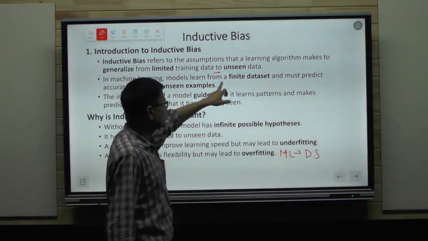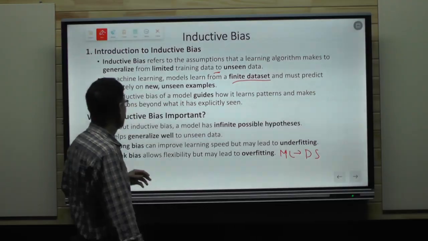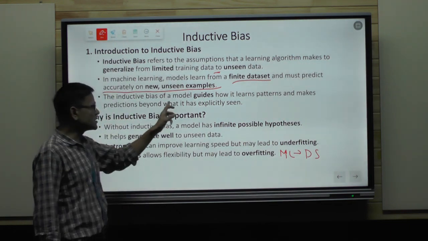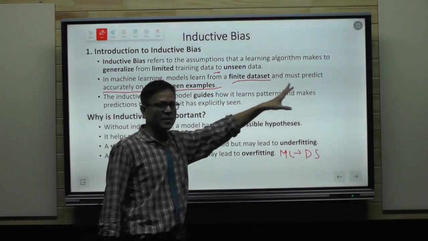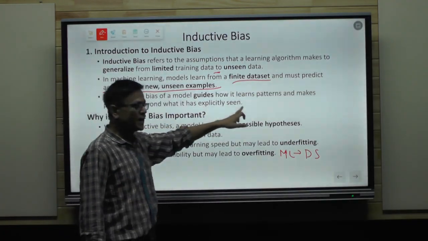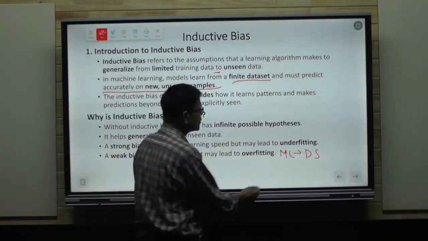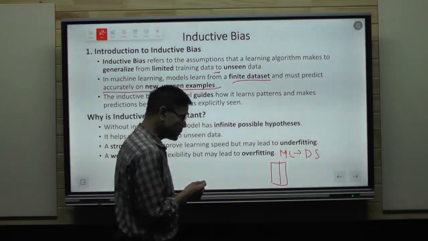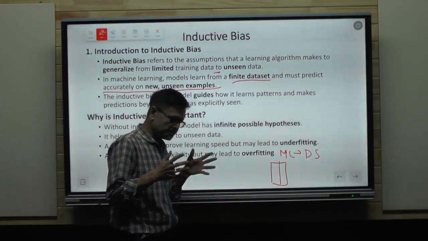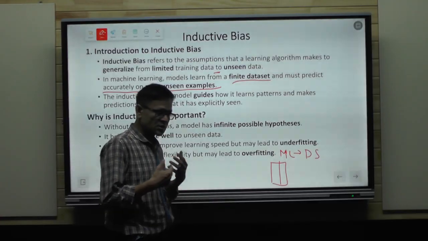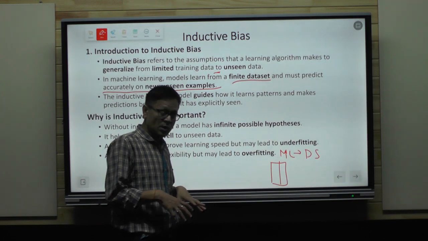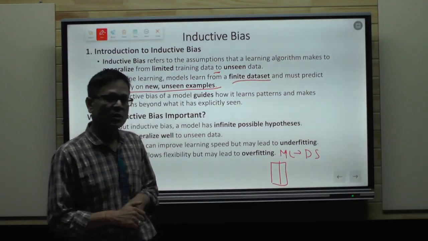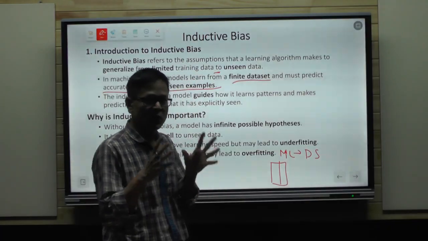In machine learning, the models learn from a finite data set and must predict accurately on new and unseen examples. The inductive bias of the model guides how it learns patterns and makes predictions beyond what it has explicitly seen. Suppose you do training and then testing on a given data set. It is possible that this data set may not have certain records. If those records come back to your model, then for that model it is totally unforeseen data, and in that condition the model should accurately predict the outcome. That is our goal.